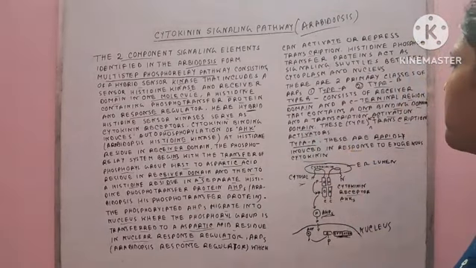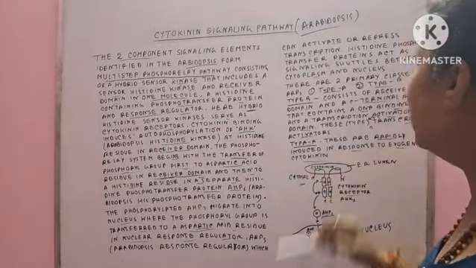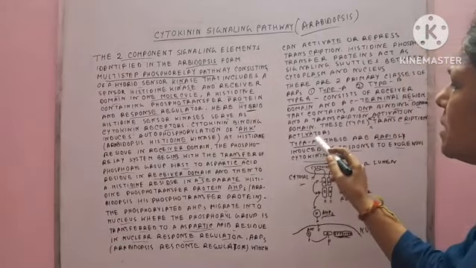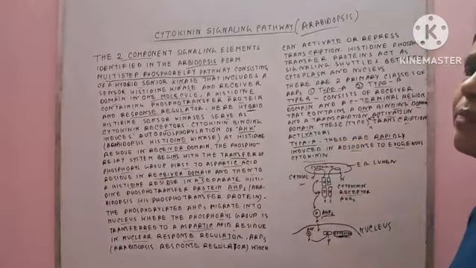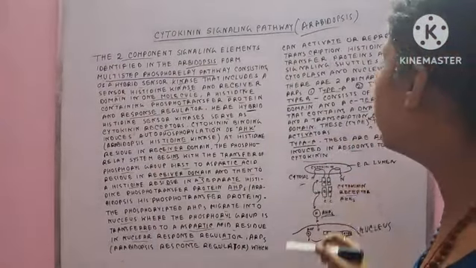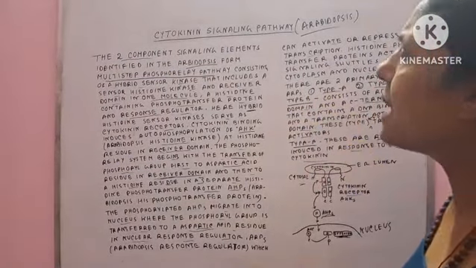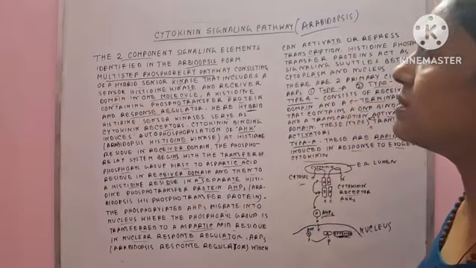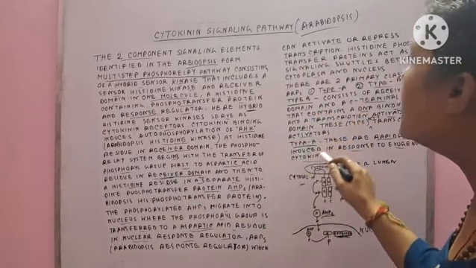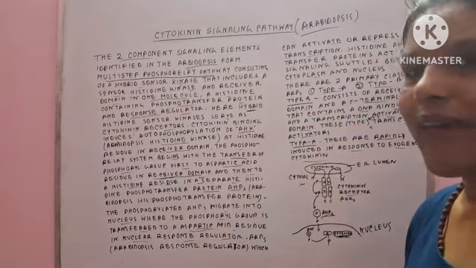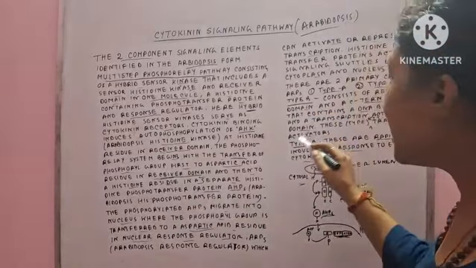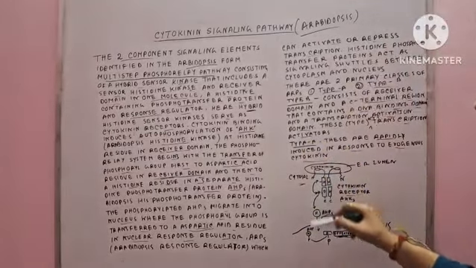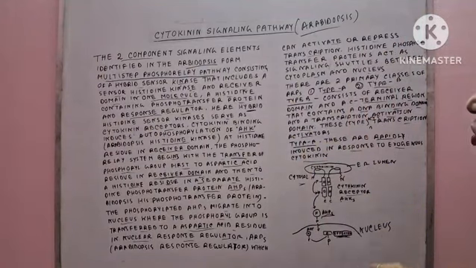The type A are rapidly induced in response to exogenous cytokinin. The activation of type A is simpler than the activation of type B, because many factors are involved in the activation of type B, but in case of type A, the cytokinin is the only general factor that helps in its activation. Clear?